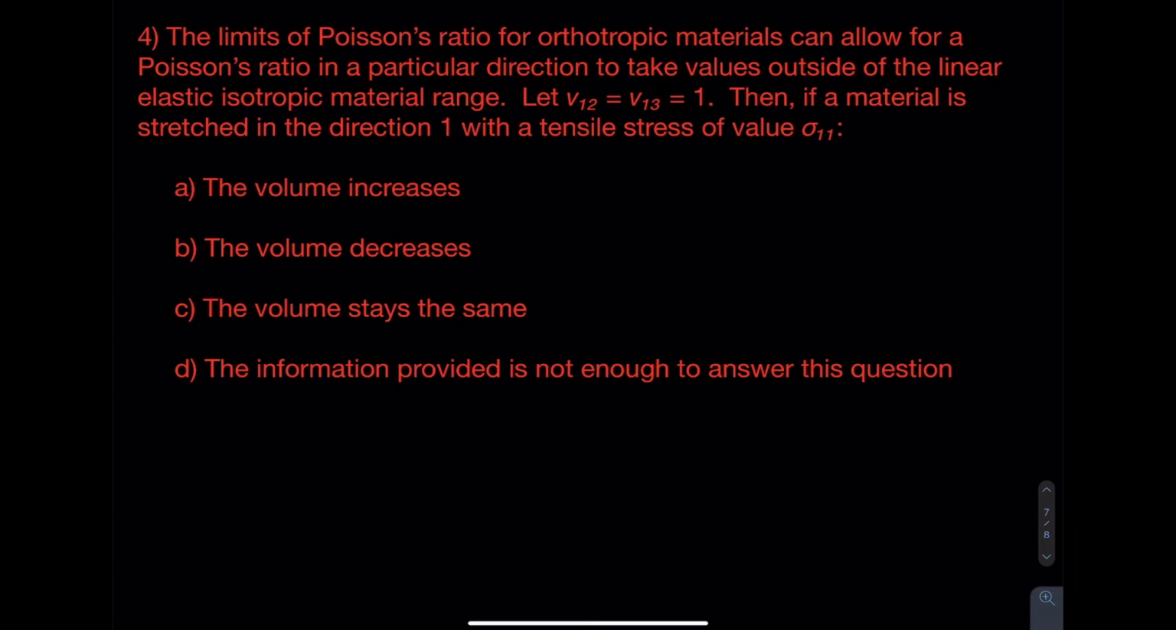And it says, then, if a material is stretched in direction 1 with a tensile stress of sigma 11, A, the volume increases, B, the volume decreases, C, the volume stays the same, or D, the information provided is not enough to answer this question. So it's the same question as before, but instead of an isotropic material, we have an orthotropic material, but the process is still going to be the exact same.